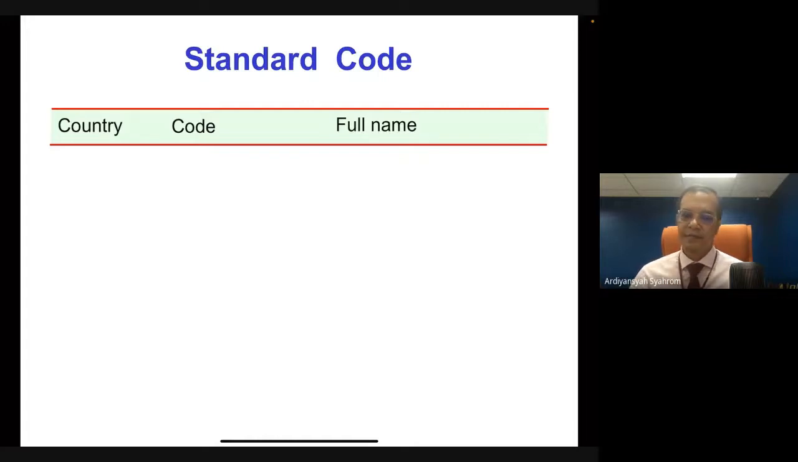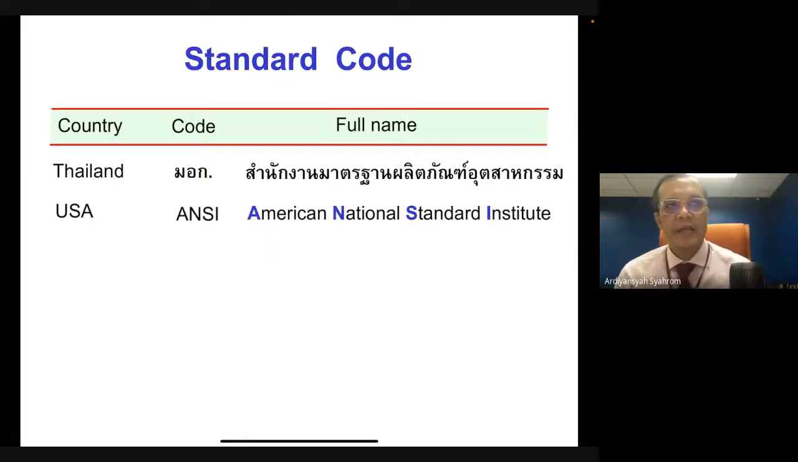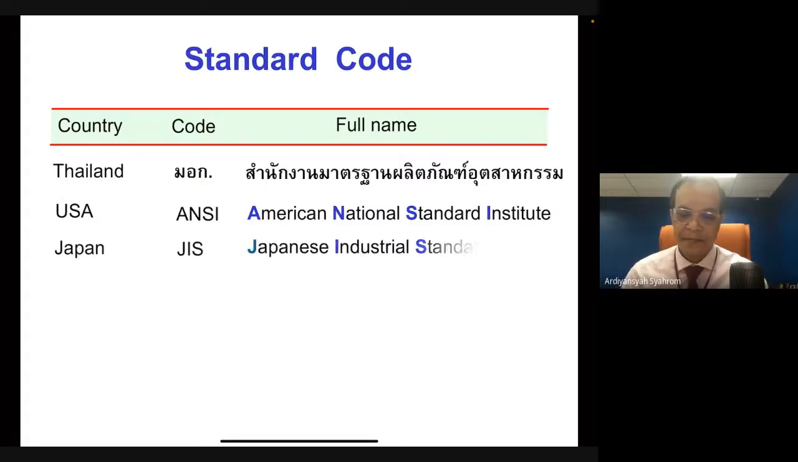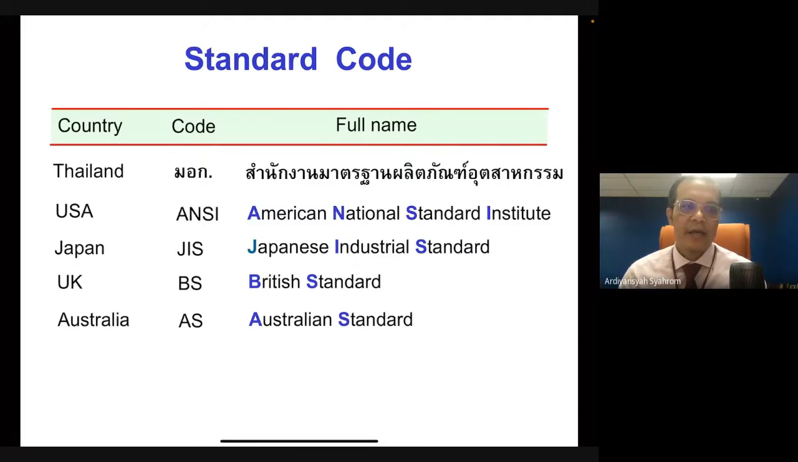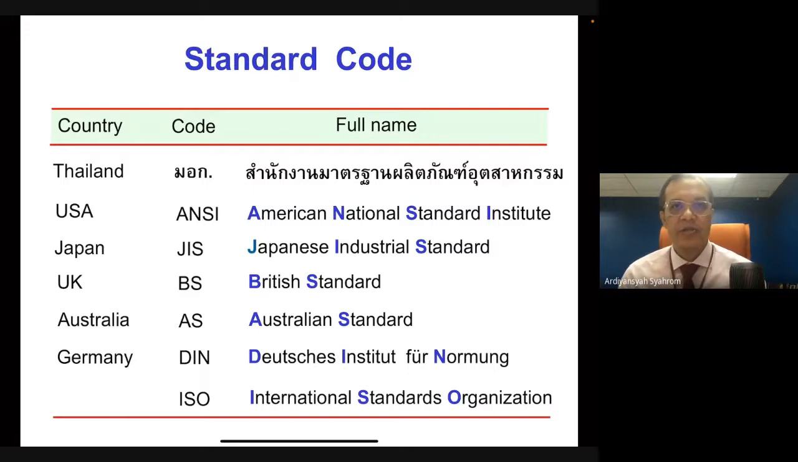Standard code, Thailand. I can't read it, I hope someone is able to understand what that is. That is the code of the Thailand standards. That is USA, ANSI, American National Standards Institute. Japan's JIS, Japanese Industrial Standards. UK, BS, British Standard. Australia, AS, Australian Standards. German, DIN, Deutsches Institut für Normung. ISO, International Organization for Standardization.